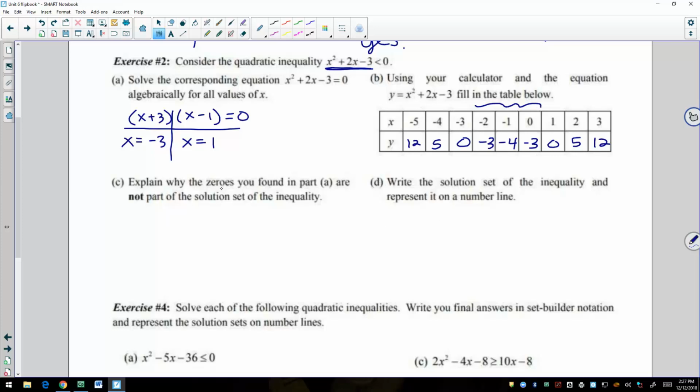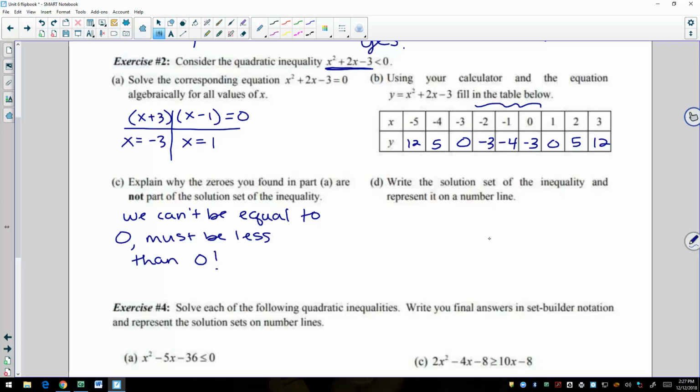So explain why the zeros you found in part A are not part of it, because we can't be equal to 0. It strictly says we have to be less than 0. It must be less than 0. For this particular question, that's the case, but sometimes it says less than or equal to 0. So you have to really pay attention to what you're trying to find.